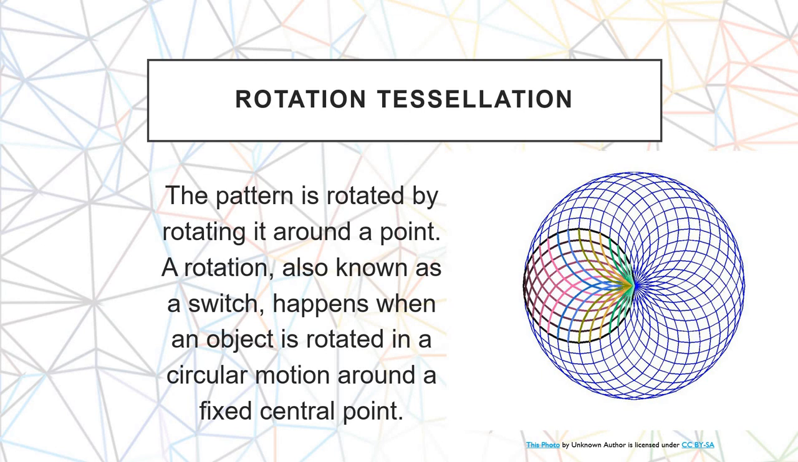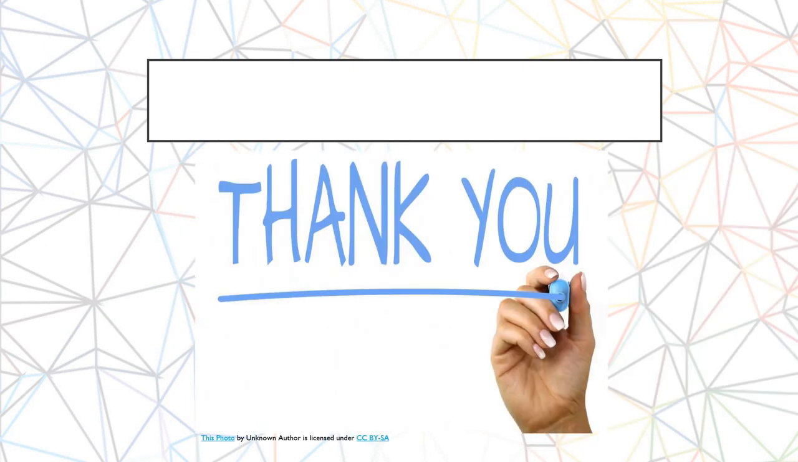Rotation tessellation is a pattern that is rotated around a point. A rotation, also known as a turn, happens when an object is rotated in circular motion. So we have this pattern around a fixed central point. I think there was a time, not very sure, when you could find that particular material sold in the market, and you just play with it and form this particular figure. Okay, for now, that would be all.